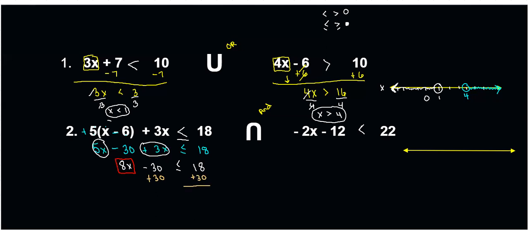So I'm going to bring down the 8x. These cancel. 18 and 30 is 48. Now I got 8 times x is less than or equal to 48. I don't want 8 times x, I want x. So I'm going to divide both sides by 8. When I do that, I get x is less than or equal to 48 divided by 8 is 6. So let's start by graphing that.